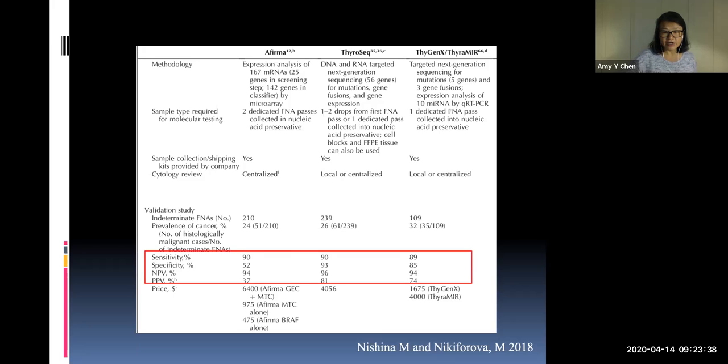And what we see here is that if you look at the red box, sensitivity, specificity, negative predictive value, and positive predictive value, if you want to try to balance high sensitivity with high specificity, high negative predictive value, and high positive predictive value, it's probably going to be either the second or the third column, not really the first column.